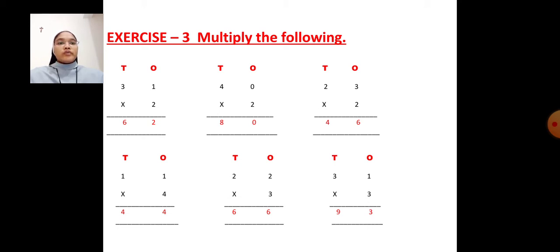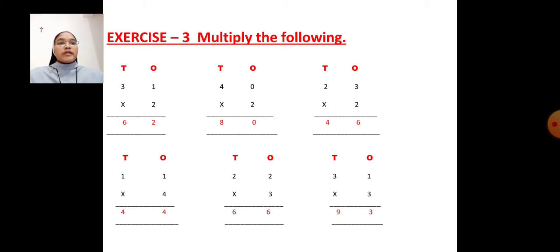Next 22 into 3. 3's table first we have to say 2 times. 3 2's are 6. So in ones place you have to write 6. Then we have to multiply tens digit. 3's table again we have to say 2 times. 3 2's are 6. You have to write answer in tens place 6. 22 into 3. Your answer will be 62.